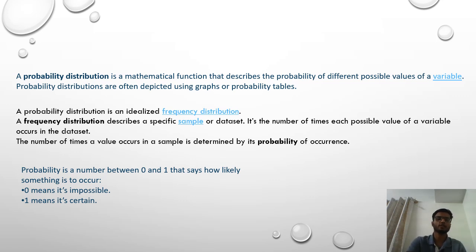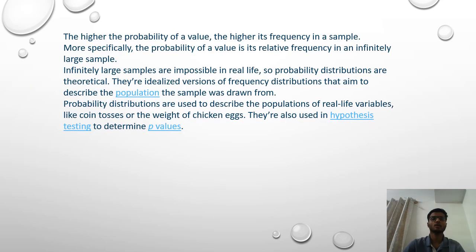0 means it is impossible. 1 means it's certain. The higher the probability of a value, the higher is the frequency in a sample. More specifically, the probability of a value is its relative frequency in an infinitely large sample.